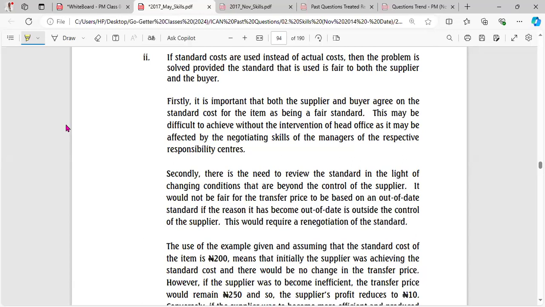Now we'll go to transfer pricing, and that you understand this. Secondly, there is the need to review the standard in the light of changing conditions that are beyond the control of the supplier. It will not be fair for the transfer price to be based on an out of date standard if the reason it has become out of date is outside the control of the supplier. This will require a renegotiation of the standard. You will understand this when we go to variance analysis, advanced variance.